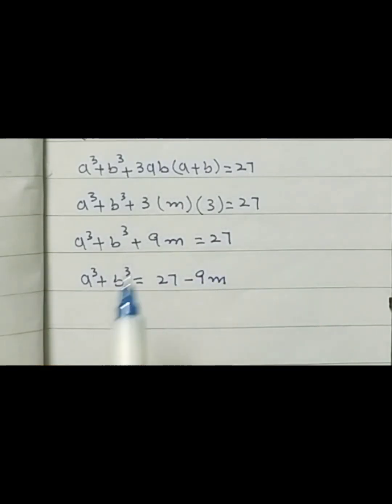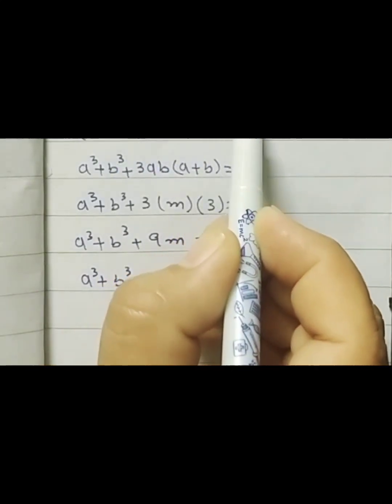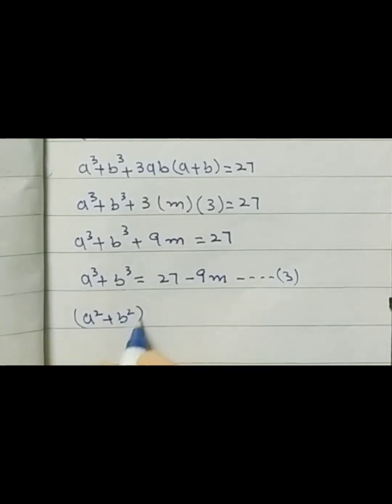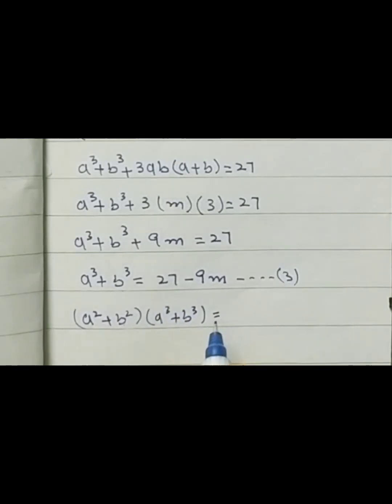Now we are multiplying here both equations. This is equation 2 and equation 3. So we are multiplying these both equations to solve for a, b and m and get a power 5 and b power 5. So writing here (a square plus b square)(a cube plus b cube) is equal to 9 minus 2m from equation 2 and 27 minus 9m from equation 3. So left hand side times left hand side and right hand side times right hand side.